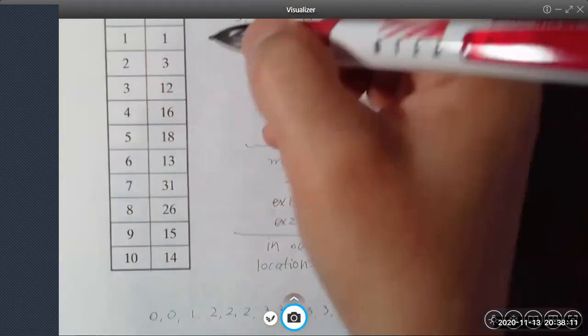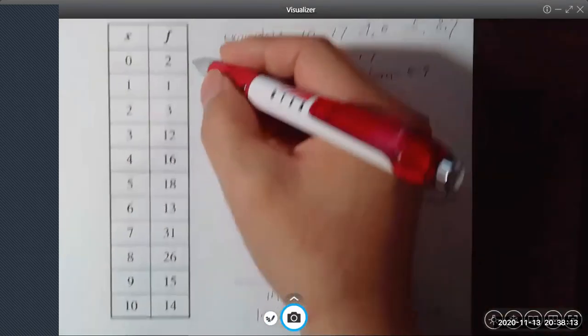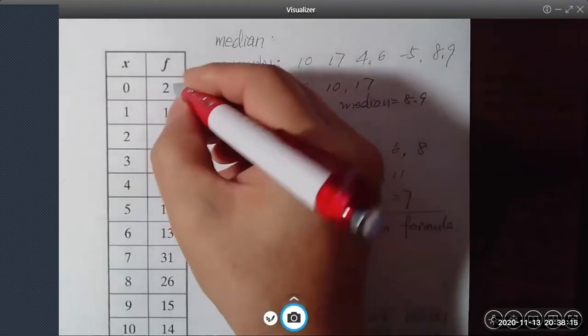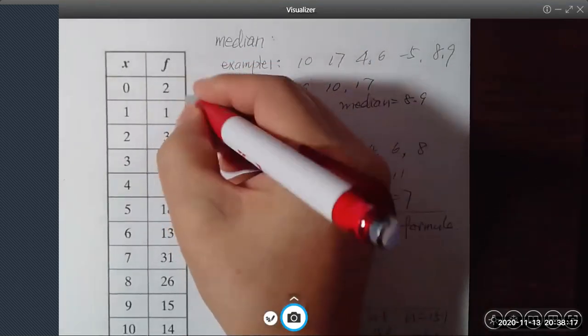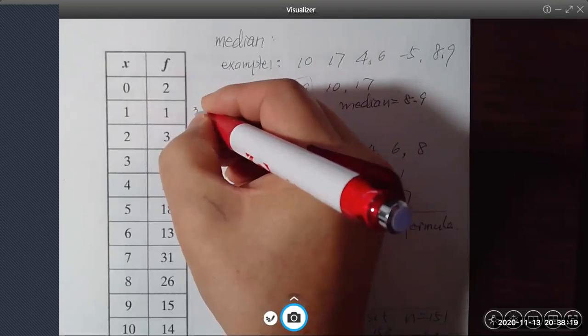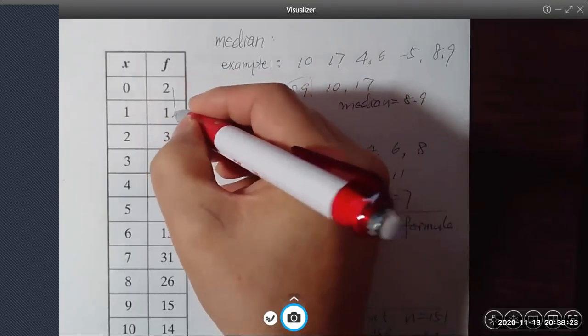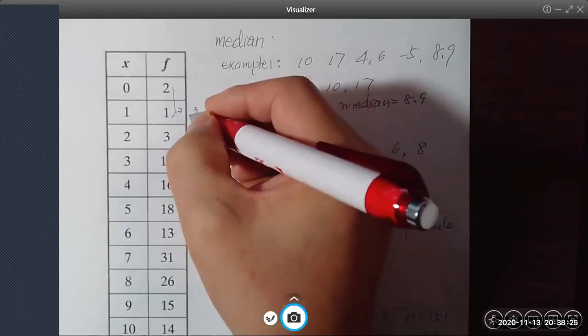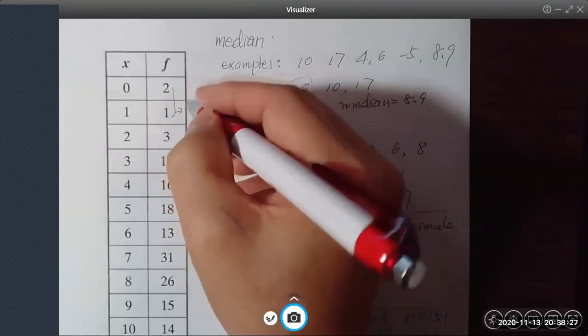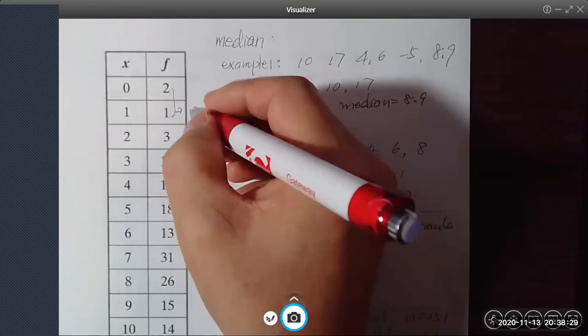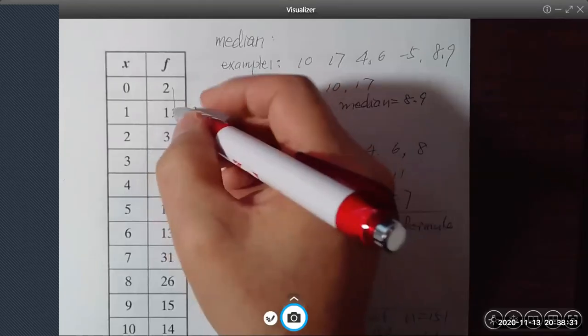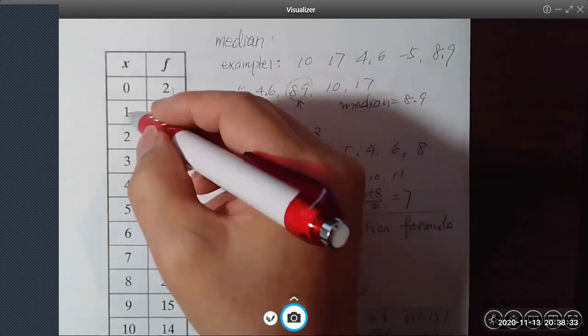I'm going to add these frequencies together. 2 plus 1. 2 plus 1 is 3, right? 2 plus 1, that's 3. When you add them together, that gives you 3. What does this mean? This is a frequency. That means the value corresponding to this 3 is here, is 1.